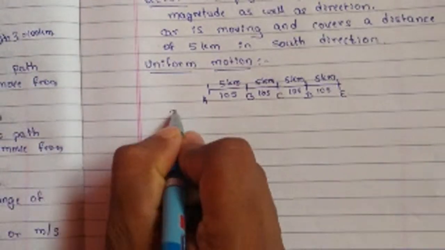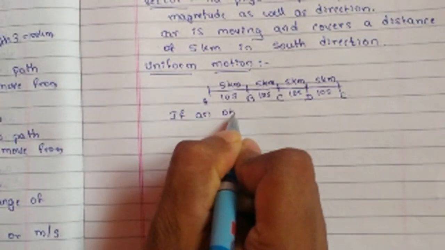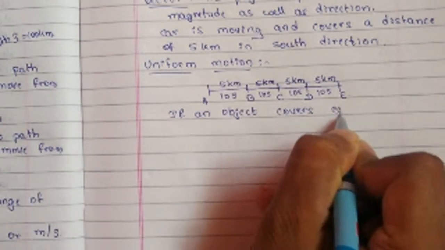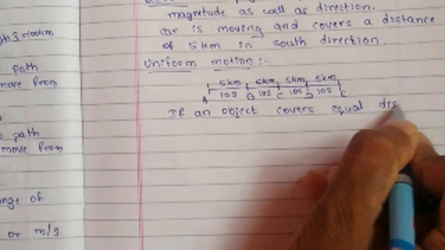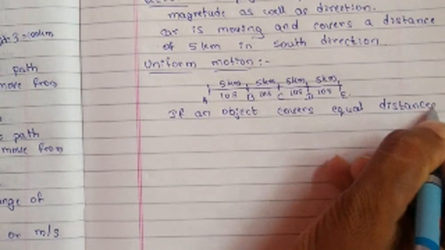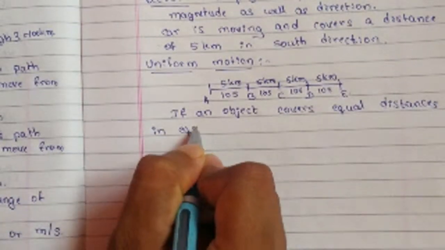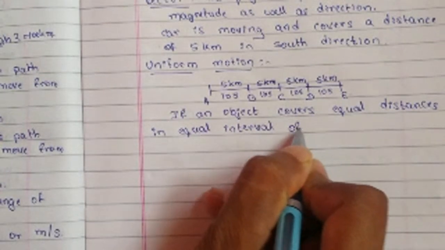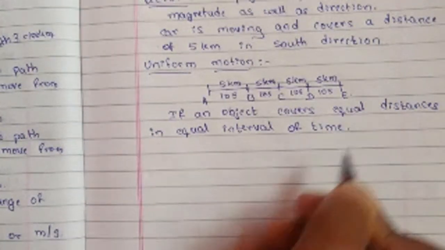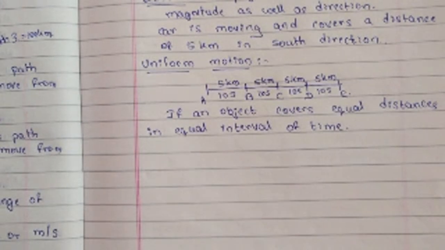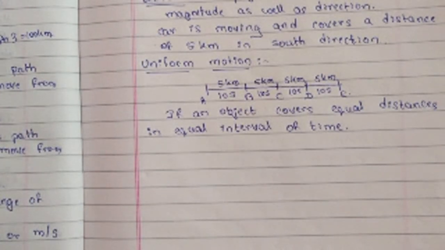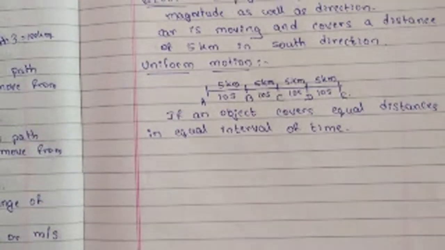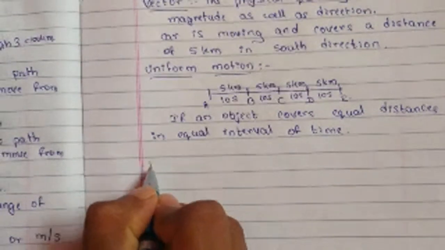Okay, I will write the definition. If an object covers equal distances in equal intervals of time, then we are calling that kind of motion uniform motion. Okay, the next category, that is non-uniform motion.